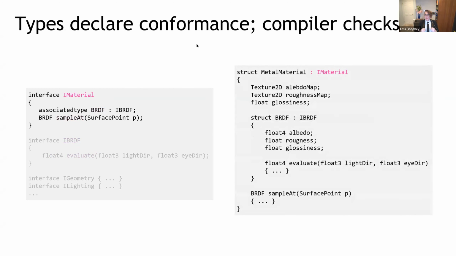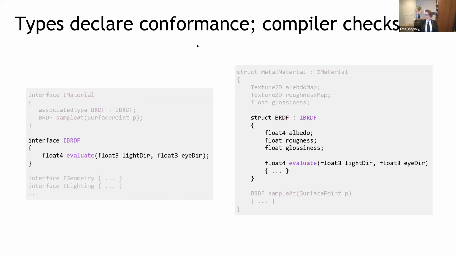And now that we have explicit codified interfaces in the language, when a type declares a conformance to that interface, here we have our metal material saying, hey, I implement the material interface, the compiler can check that. It can look at the requirements in the interface and check that the type provides matching implementations. It provides a type named BRDF. It provides a sample operation with the correct signature. And what's more, that BRDF type implements the interface it says it does. And so now we have some assurances from the compiler that our feature implementations conform to the contract that was previously just verbal in our HLSL examples.